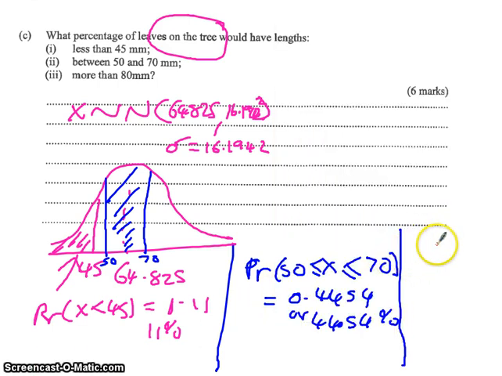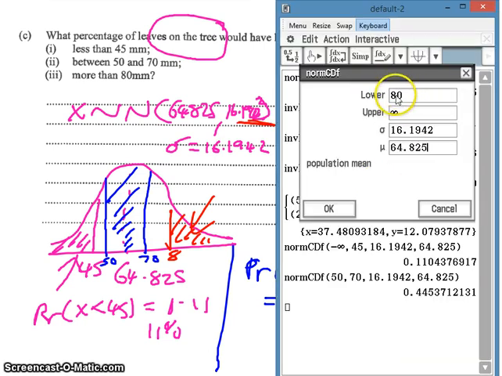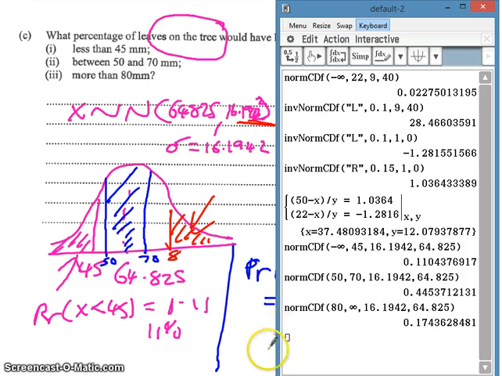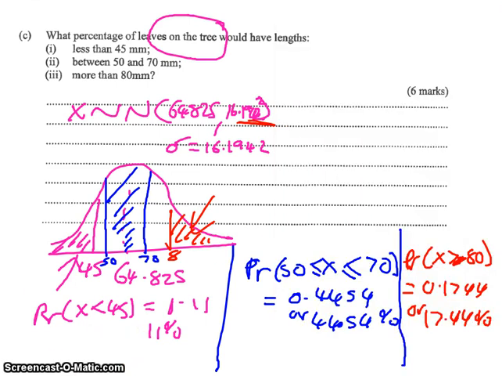Our final question 3, probability it's more than 80, so we're interested in that zone there where that's 80. Probability that x is greater than or equal to 80, or sorry, greater than 80. And solve it on the calculator again. This time it's 80 with an upper bound of positive infinity, same mean and standard deviation, and we get 17.44%. There we go.